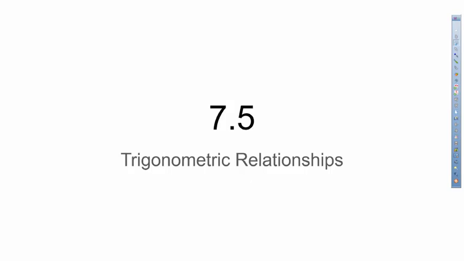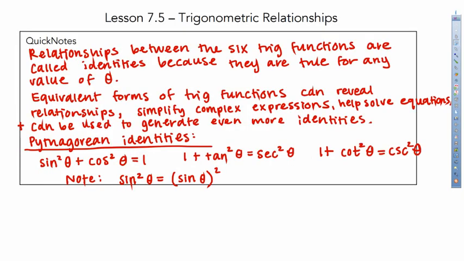All right, so now we're getting into section 7.5, and this is talking about trigonometric relationships. Now we've got relationships that we know. We've got the reciprocal relationships that secant is 1 over cosine, cosecant's 1 over sine, cotangent's 1 over tangent, and all that stuff. We've also got that tangent is sine over cosine, and that cotangent is cosine over sine. We've got those relationships we can work with, and we're going to add a couple more.